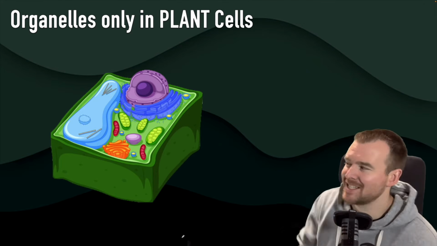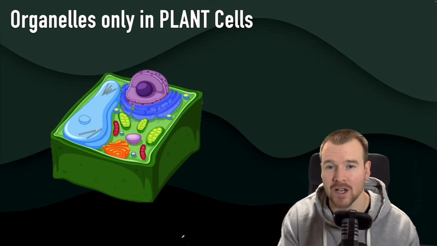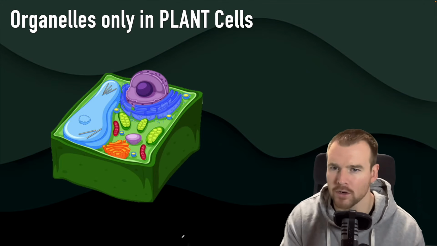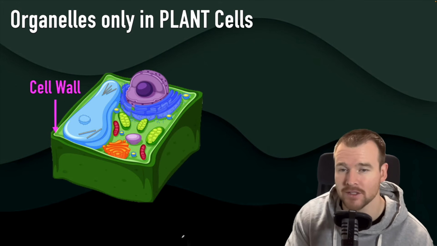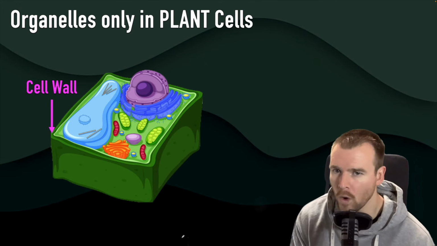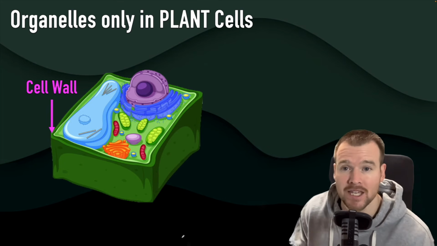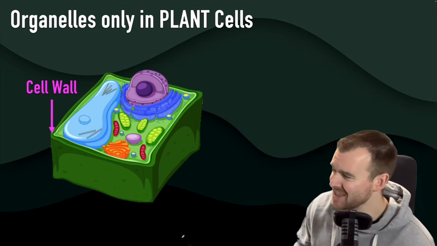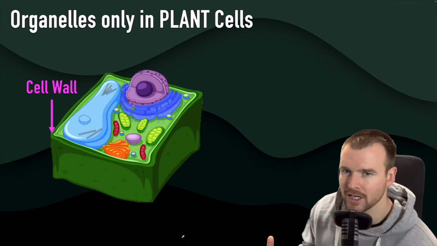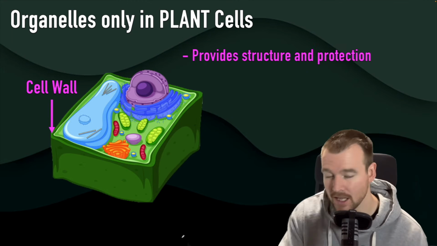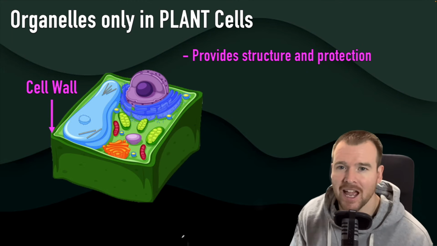Next, on to plant cells. What's unique in a plant cell? Well, the first one, you may notice there's a thick border around this cell that was not around the animal cell. This is our cell wall. It's important to note that both have a cell membrane, something keeping the inside separate from the outside, but this thicker, more rigid structure is unique to a plant cell, and this can provide more structure and protection.